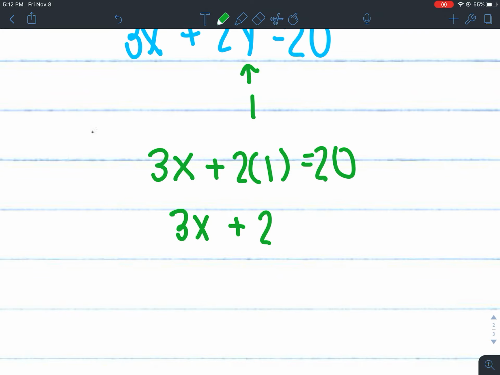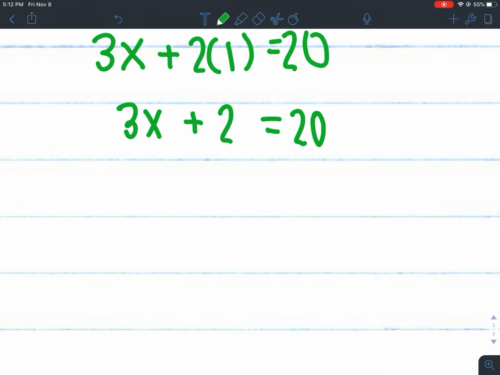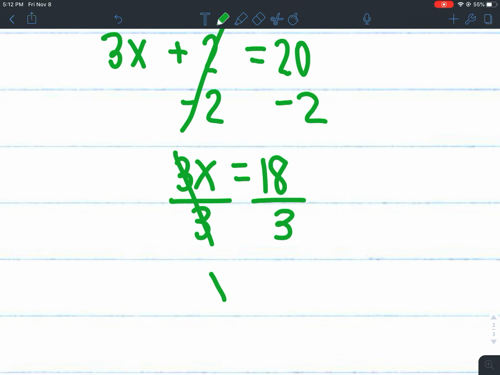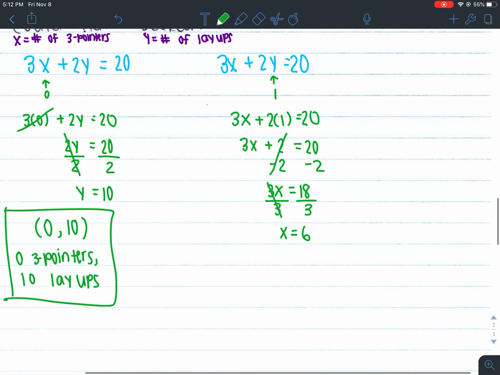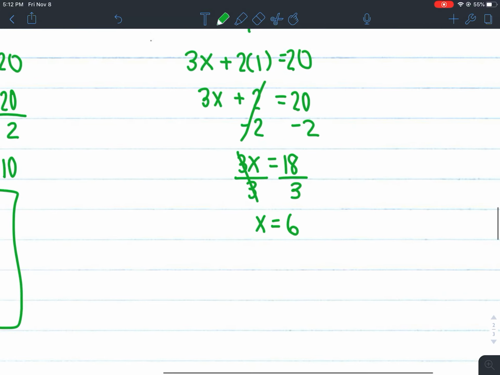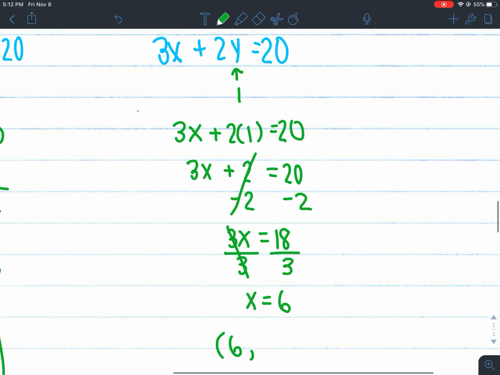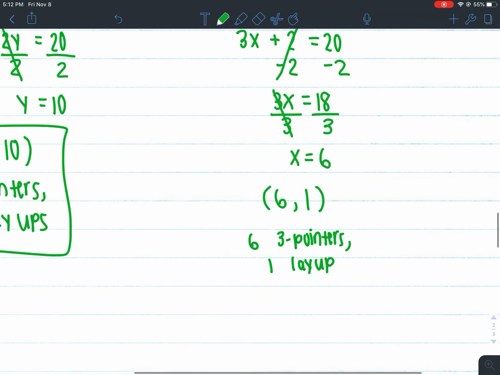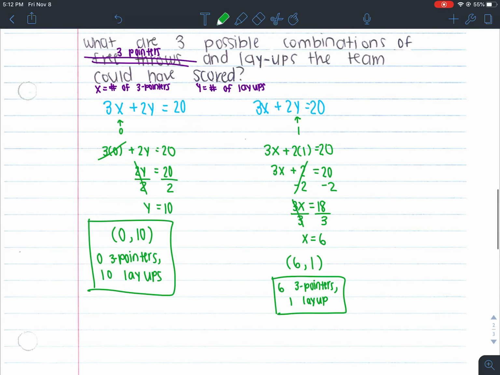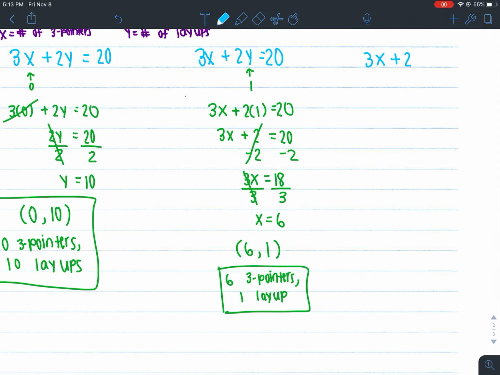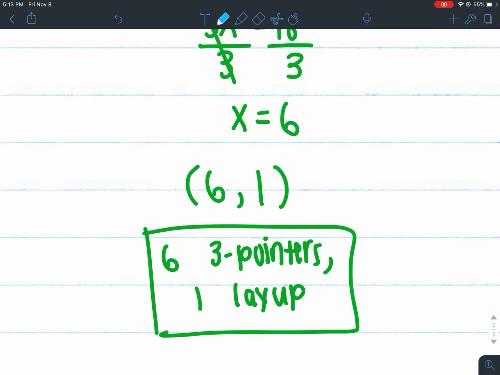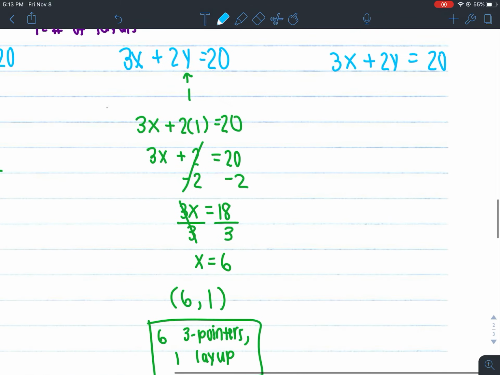We have 3x plus 2, because 2 times 1 is 2, equals 20. We want to get x by itself, so we subtract 2 first. We have 3x equals 18. Divide both sides by 3, and x equals 6. What does that mean? If I score 1 layup, I have 6 3-pointers. So 6 3-pointers and 1 layup will equal 20 points. Now I have to come up with 1 more possible combination. You just have to make sure it does equal 20 in the end. 6 times 3 is 18, and 1 layup is 2 points, so 18 plus 2 is 20.